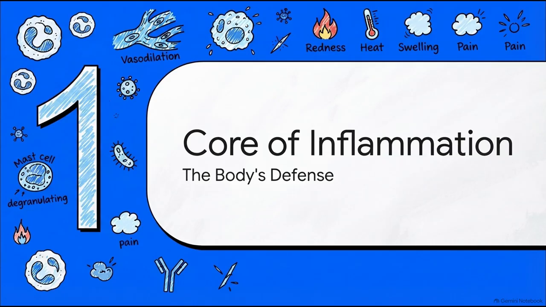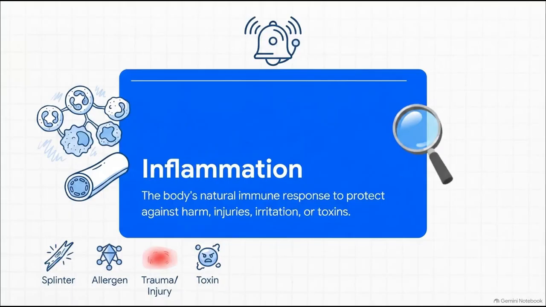Section 1. The core of inflammation. Okay, let's dive into what's actually happening at the cellular level when the body faces harm. By definition, inflammation is the body's natural immune response. It's designed to protect against harm, injuries, irritation, or toxins. You can think of inflammation as the body's built-in fire alarm and sprinkler system all rolled into one. It's a localized, defensive reaction to a non-infectious insult.